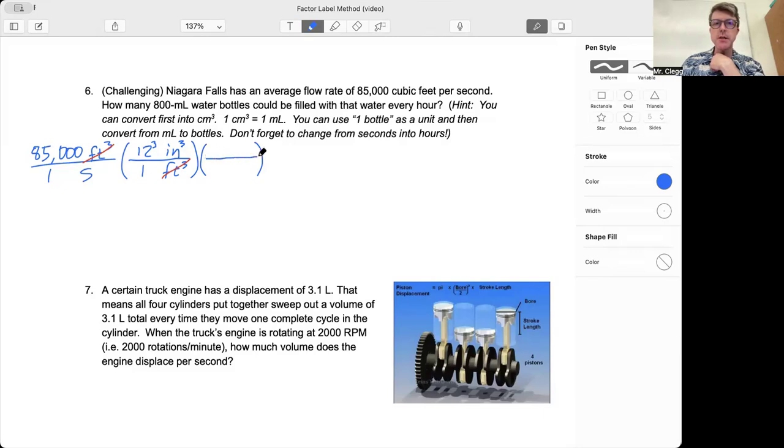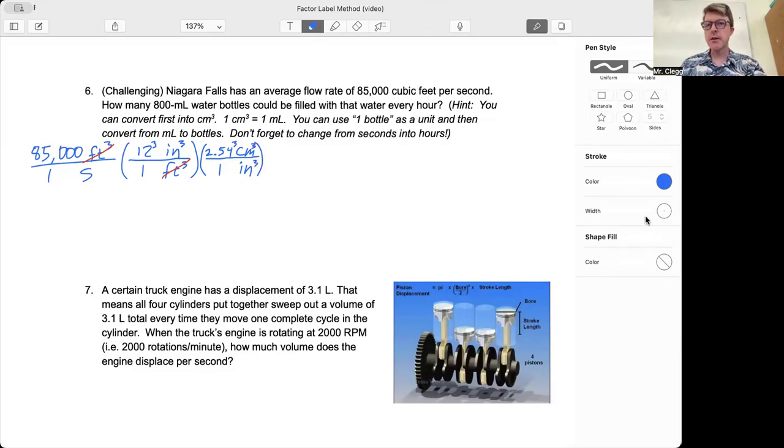Now we can go to cubic centimeters. So now we've got inches to centimeters, and we have 2.54. I'm a little bit out of space here. All right, now we can cube that. My tablet glitches out sometimes. I don't know why it does that, but occasionally I have to fix it.